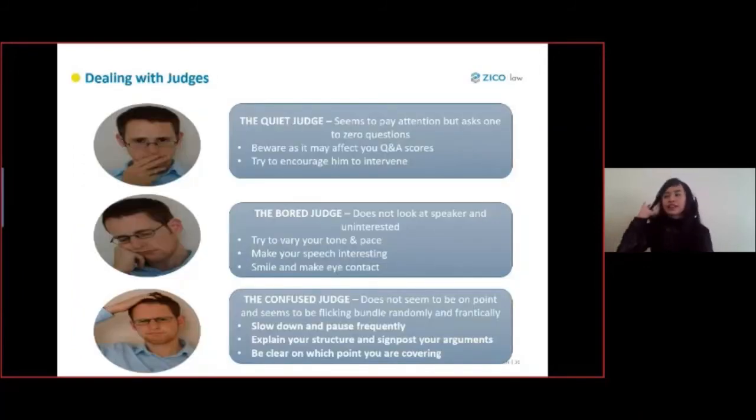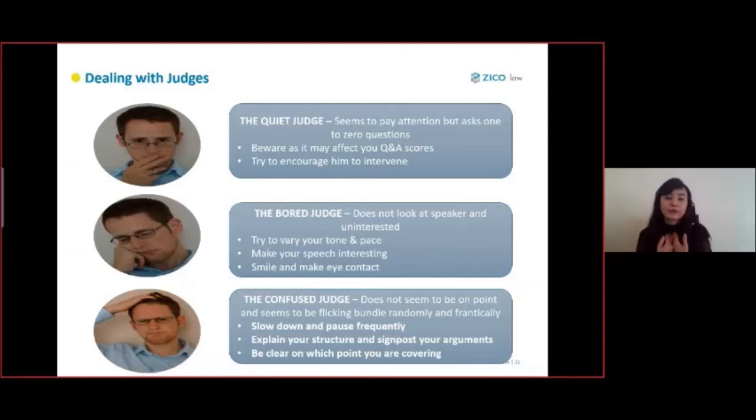Okay, this I think is my last section for my presentation, how to deal with judges. So there are a variety of judges that you will meet in your mooting competition. One is the quiet judge. You should always be careful with this type of judge because essentially you will be graded on your ability to answer questions. And with this quiet judge, he may not ask you a lot of questions. So you should always try to engage with him.